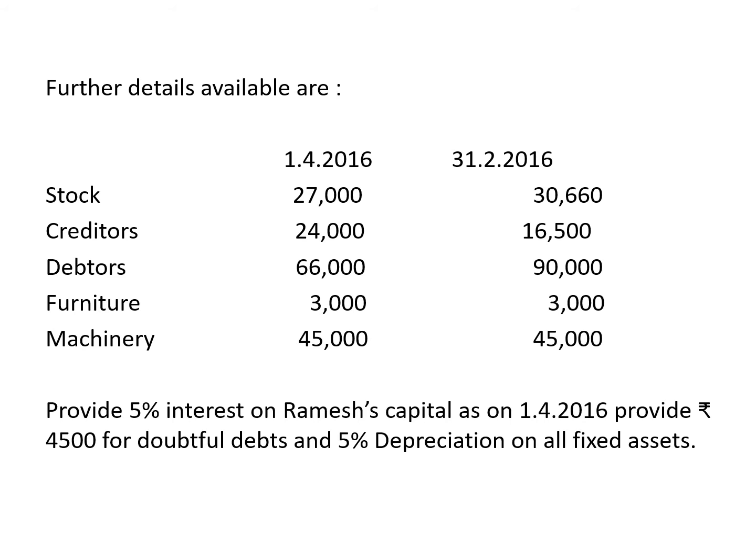So these are the details given with adjustments. So the adjustments go like this. Provide 5% interest on Ramesh's capital as on 1/4/2016. This is nothing but interest on capital.